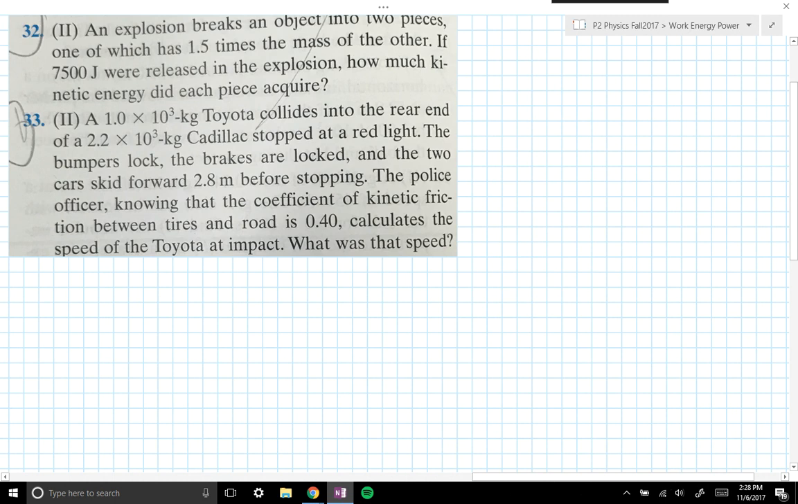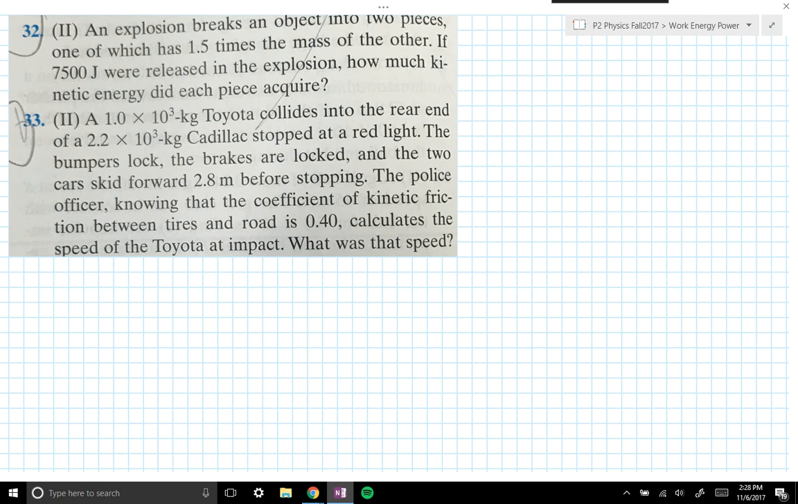An explosion breaks an object into two pieces, one of which has 1.5 times the mass of the other. If 7,500 joules of energy were released in the explosion, how much kinetic energy did each piece acquire? All right.